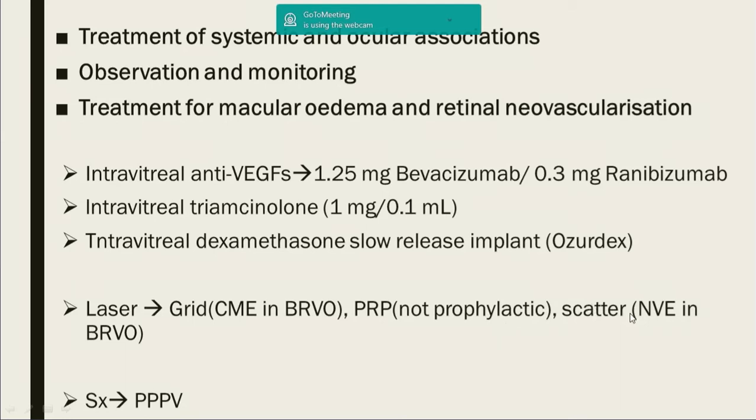Apart from that, scattered laser can be done in a branch retinal vein occlusion. So if there is a branch retinal vein occlusion, neovascularization is a pretty rare entity. But if it is there, then you can do a laser at that point. That is called a scattered laser. So if there is any complication of vein occlusions like vitreous hemorrhage, you can do a vitrectomy surgery and clear the media so that the patient will have a better vision.